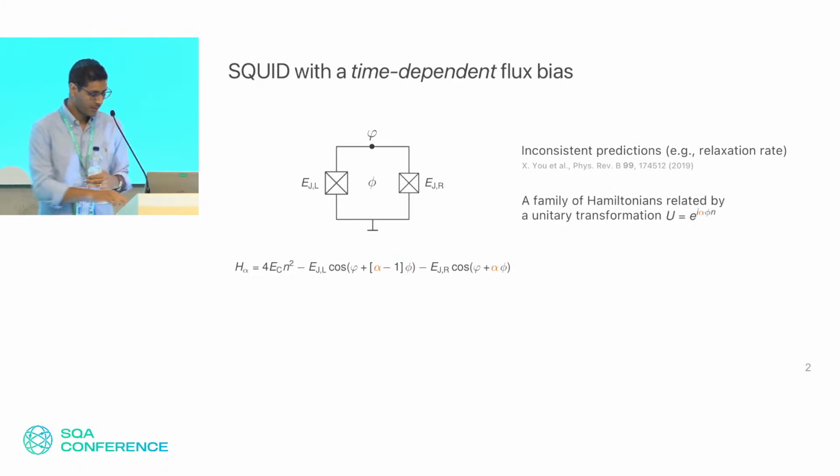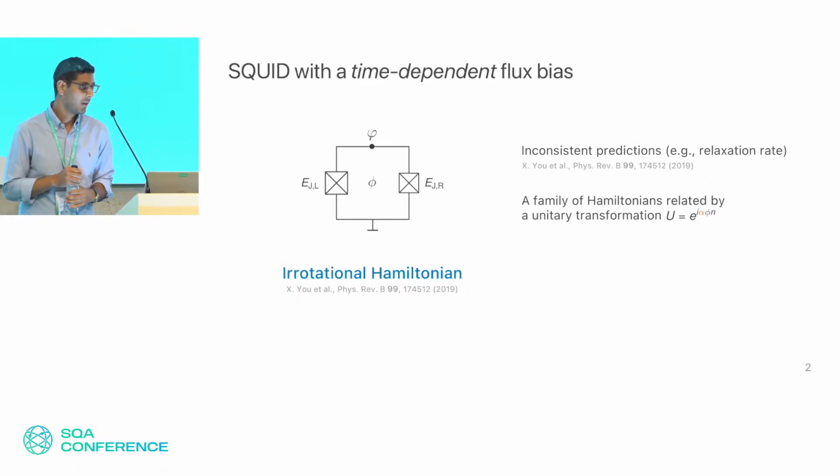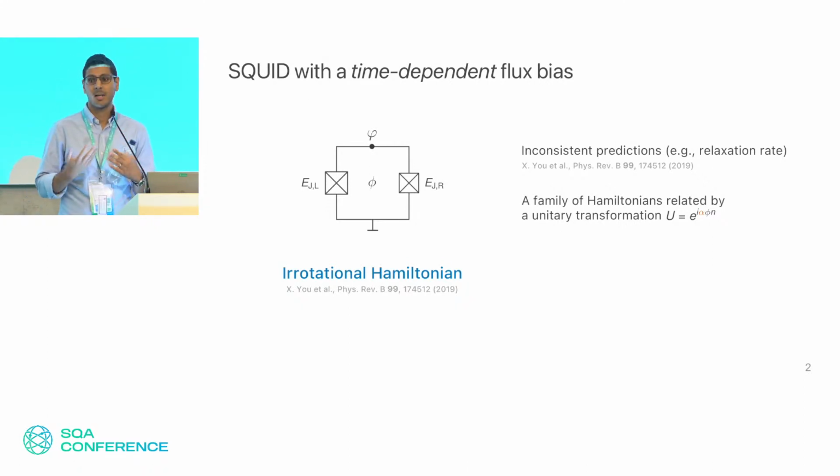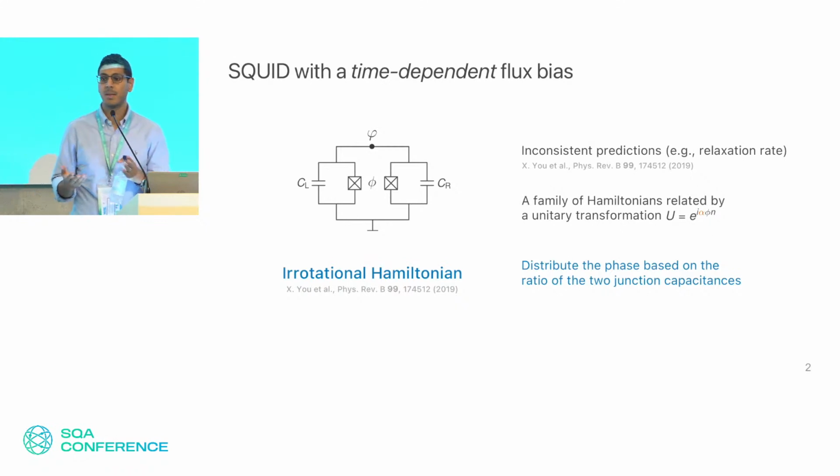So the solution to this inconsistency was proposed by Yu et al. from Jens Koch's group. And they say that the correct time-dependent Hamiltonian, which they call the irrotational Hamiltonian, can be obtained by imposing a constraint on the parameter alpha. And for this simple circuit we have, this constraint translates into dividing the flux based on the ratio of the two junction capacitances. So if you have two junctions and they have the same capacitance, then basically you give half of the external flux to the right junction and the remaining half to the left junction.